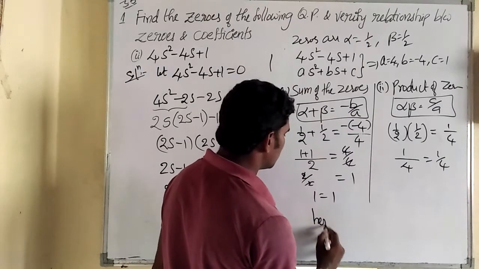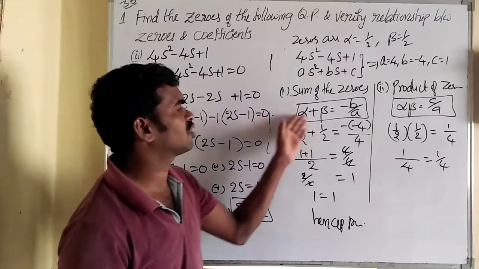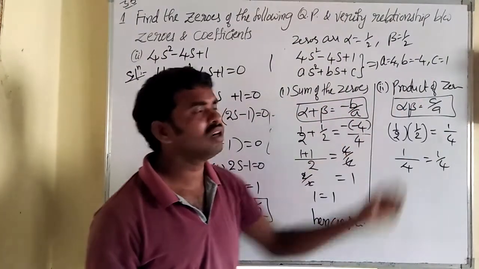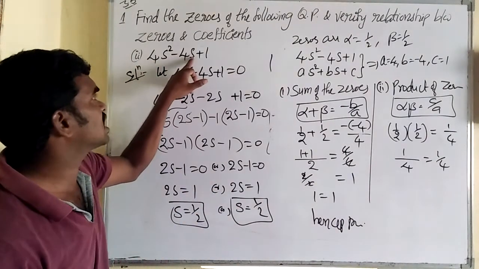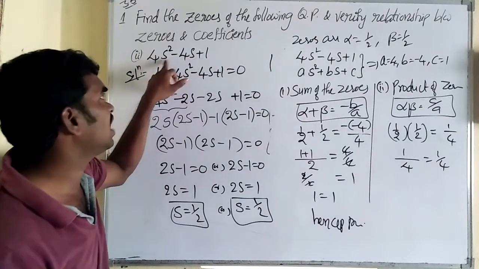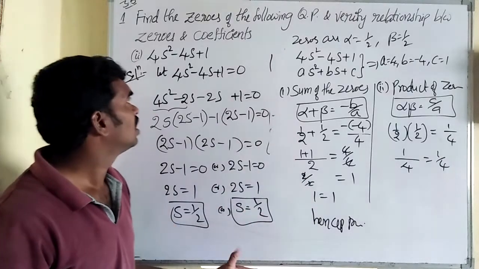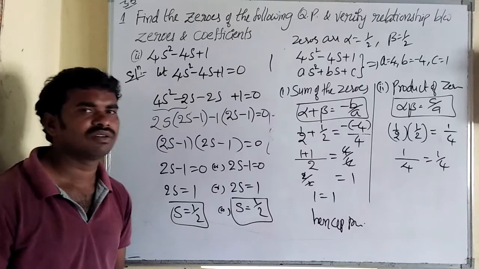Therefore, hence proved the relation. Then what is the relation between zeros and coefficients? Alpha plus beta equals minus b by a. Product of alpha into beta equals c by a. Okay, this question is given in the variable s. Don't get confused. Even if it is given in terms of x or in terms of s, our process is the same. For your convenience, take one more. I will explain one more question.